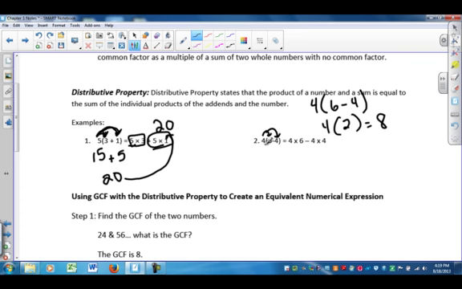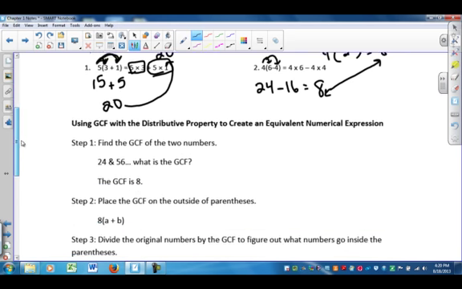Okay, so 4 times 6 is 24. Bring down your minus. 4 times 4 is 16. What is 24 minus 16? Well, it's 8, which is what we got. So hopefully that just kind of showed you that it works, is what my goal is. Okay, so you do need to know that.